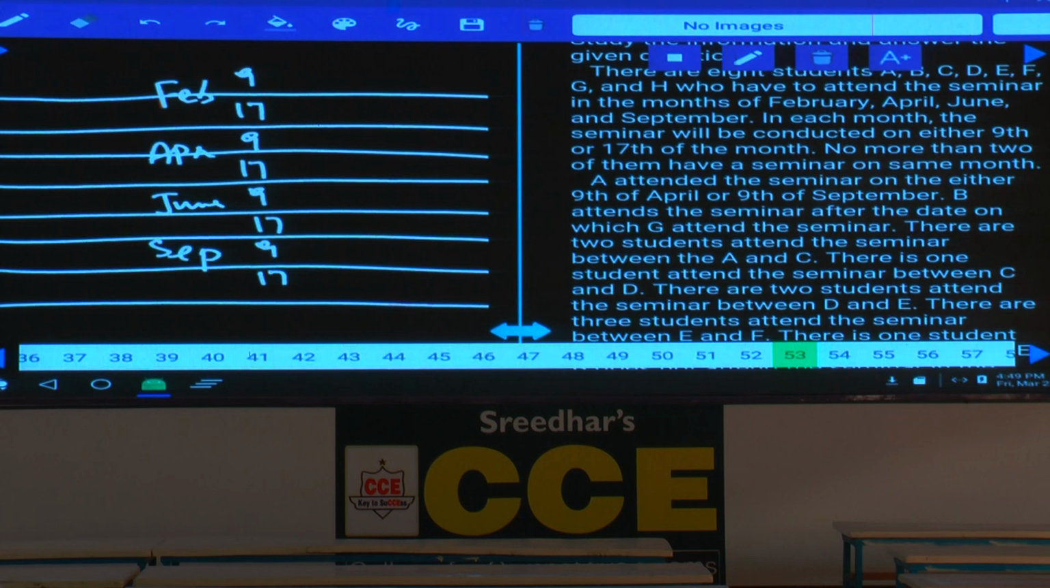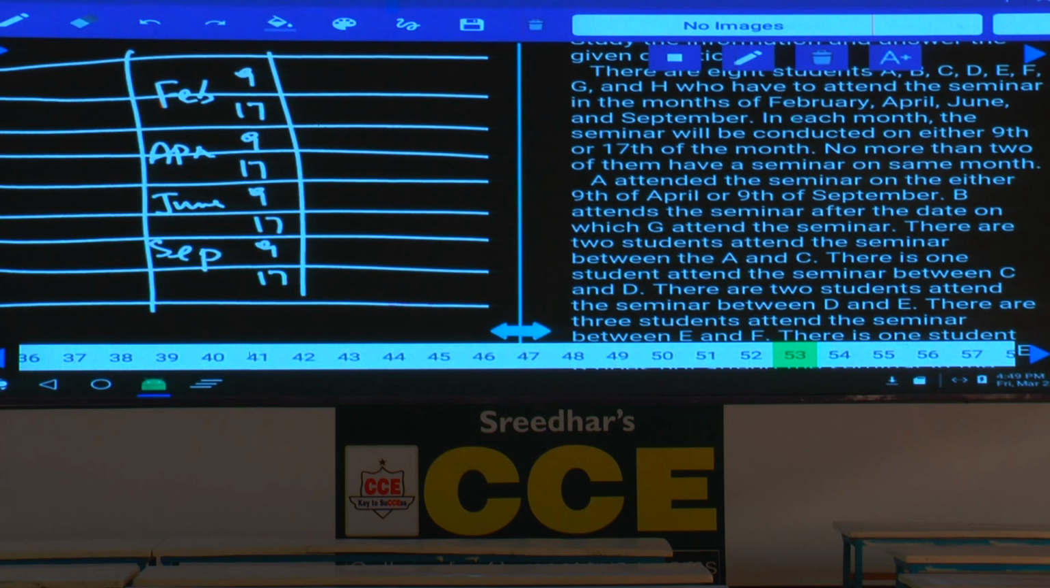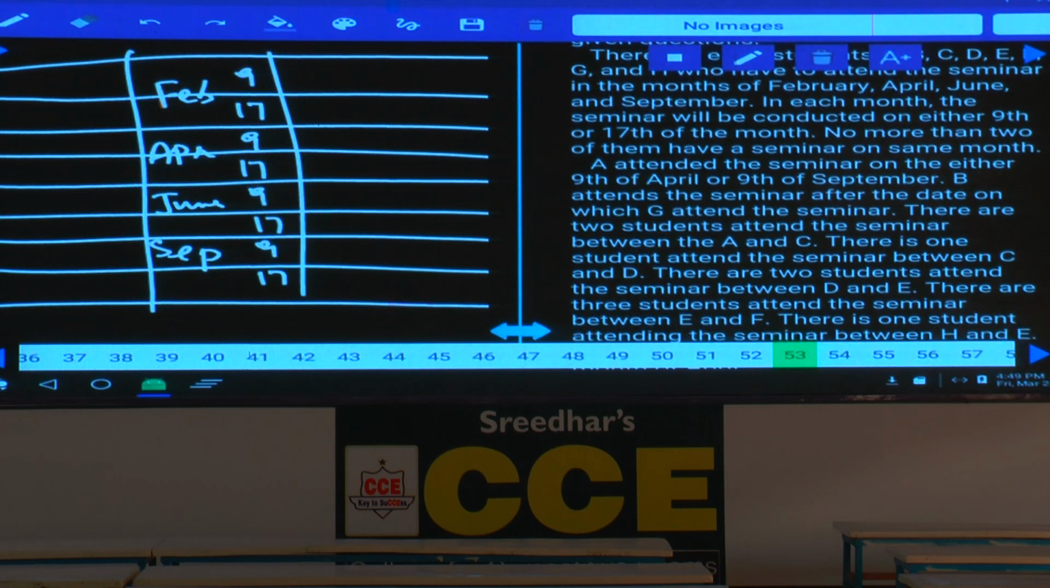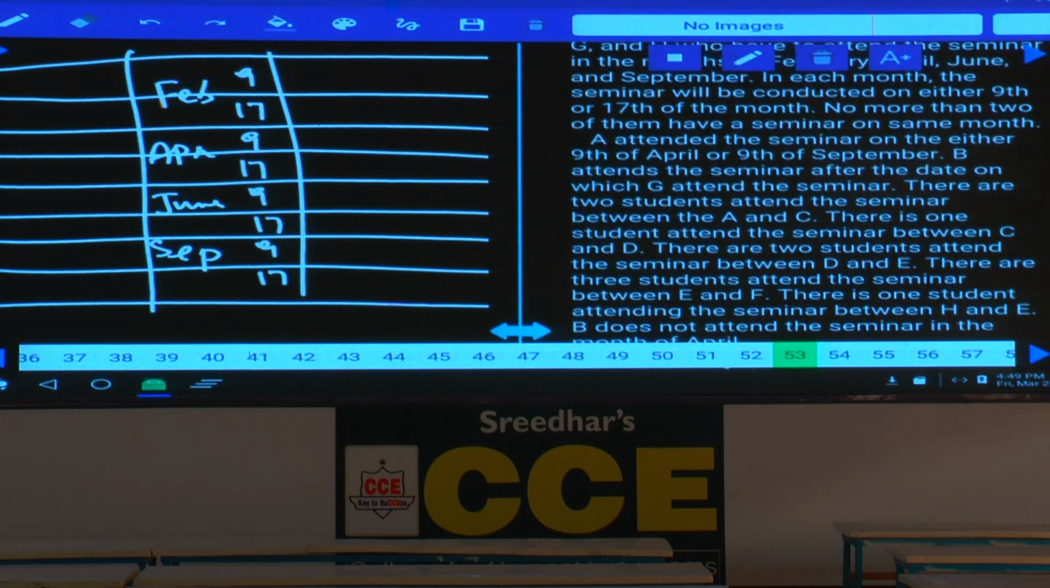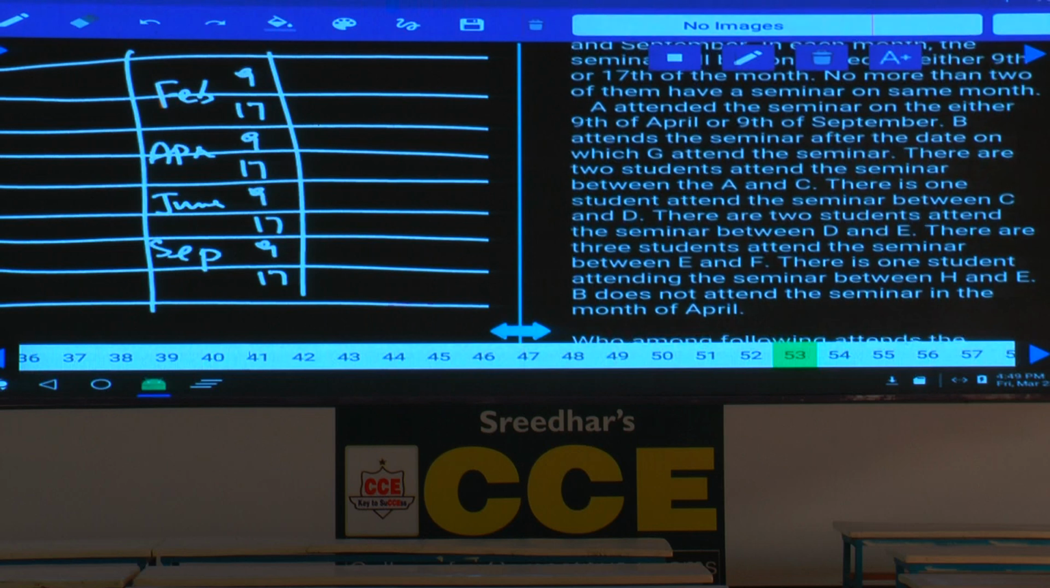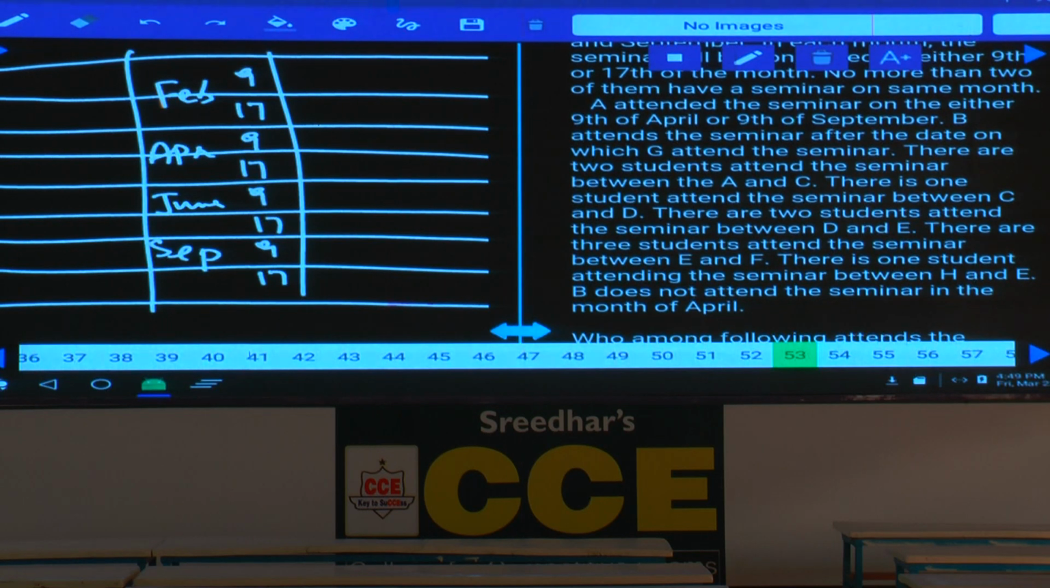Then condition number 1. Tell me what about this condition number 1 here? Not more than 2 of them have a seminar in the same month. A attends the seminar on either 9th of April or 9th of September. So how many possibilities do we have? We have 2 possible. A can be 9th September or 9th of April, isn't it? A can be 9th April or 9th September.